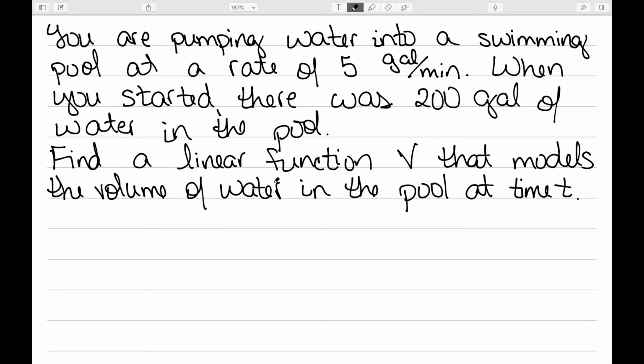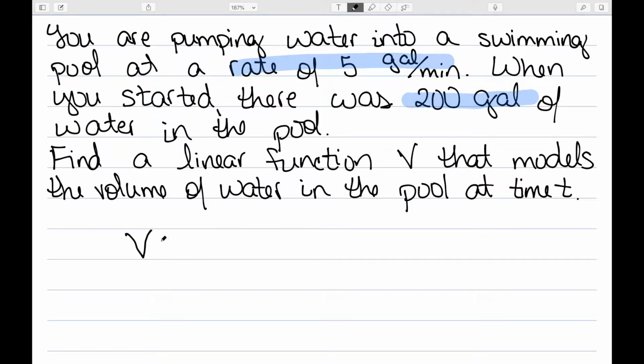Applications of linear functions. My first example: you're pumping water into a swimming pool at a rate of 5 gallons per minute. When you started, there was 200 gallons of water in the pool. And I want to find a linear function, v, that models the volume of water in the pool at time t. Well, here I'm given two pieces of information: the rate and how much we started with.